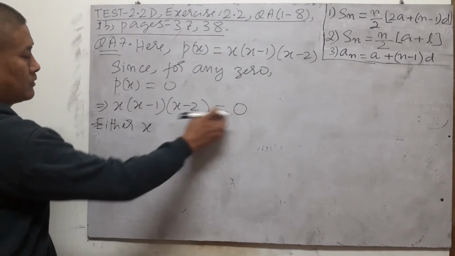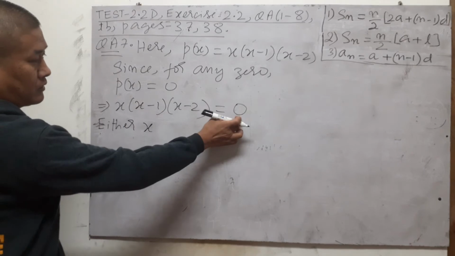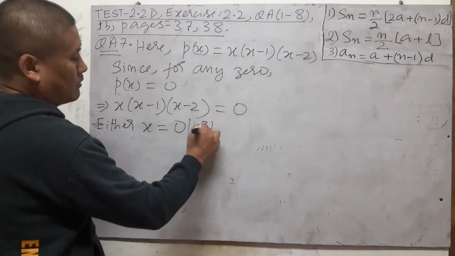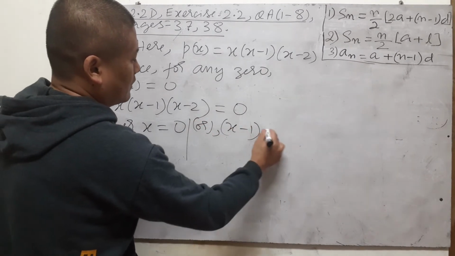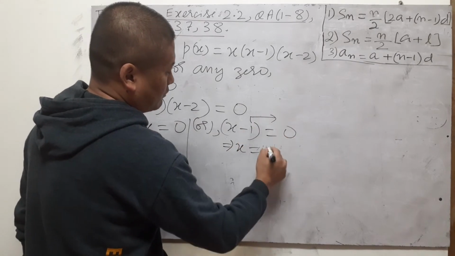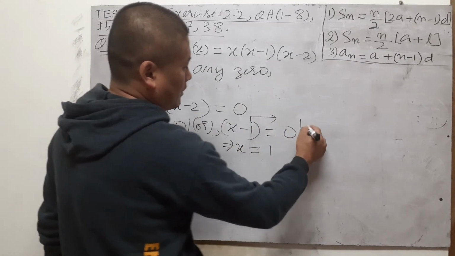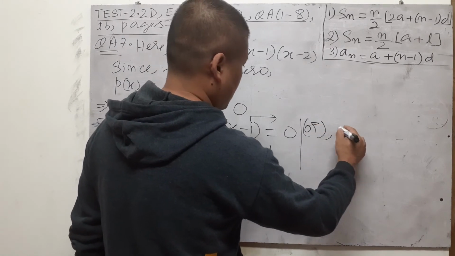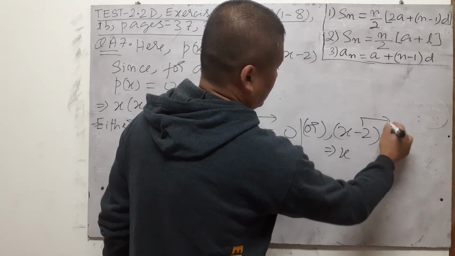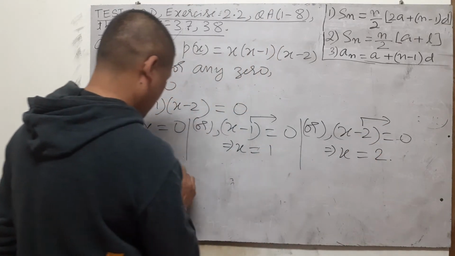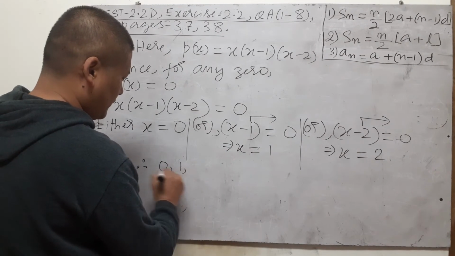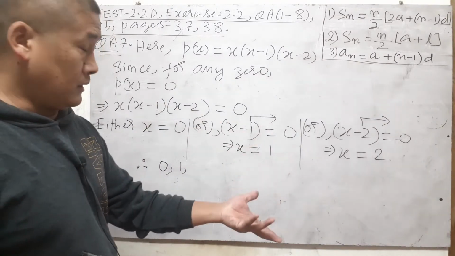x equal to 0, or this factor should be equal to 0, or this. There are 3 factors, so x equal to 0 is the first one, or the second one, x minus 1 equal to 0, so that gives x equal to minus 1 shifted to the right side becomes plus 1, or the third factor x minus 2 equal to 0, so x will be equal to minus 2 shifted to the right side is plus 2. Therefore the values of x are called zeros of that polynomial.